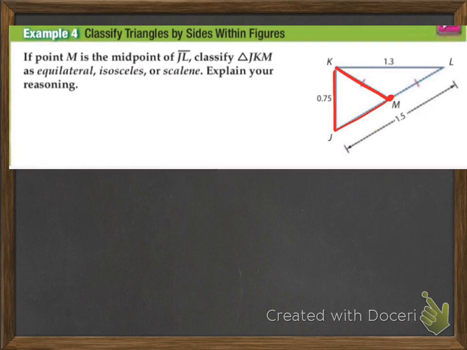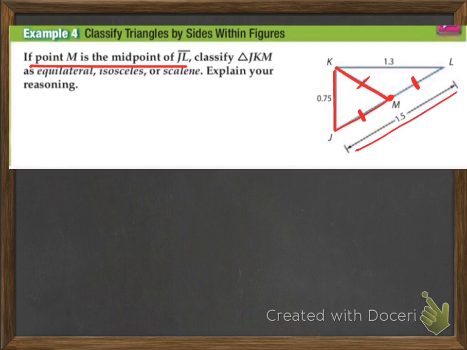Okay. Well, if we look over here, we already have two tick marks. Right? So we know segment KM and segment ML are congruent to each other. Okay? But since it tells us point M is the midpoint of JL, this bottom segment, we know ML and JM have to be congruent, so therefore we're going to have to put a tick mark there as well.